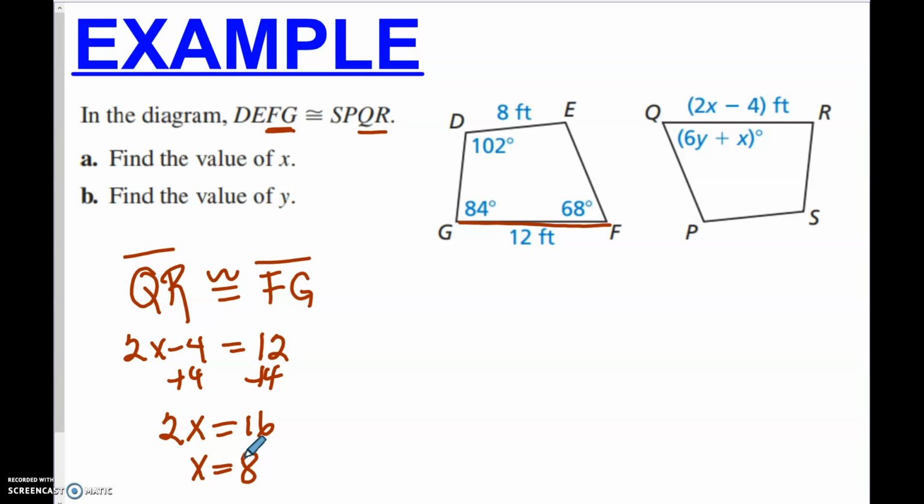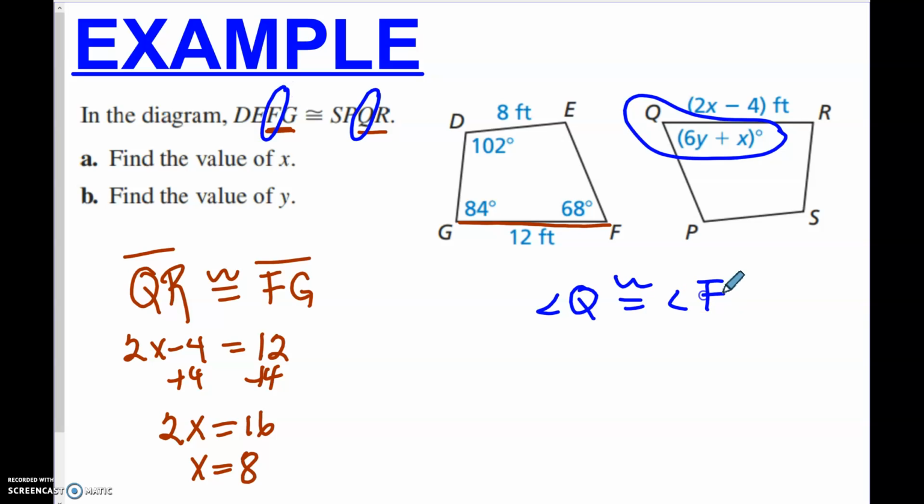Now, I could have started with this angle Q here, because angle Q also has an x in it. So angle Q is going to be congruent to angle, and again, I'm going to go back to my letters. Angle Q is in the middle, second from the end, so that goes to angle F. So angle Q is 6y plus x, and that must be equal to angle F, and F is 68. If I would have set this one up first, I now have two unknowns, an x and a y. I cannot actually solve that right now because I only have one equation.